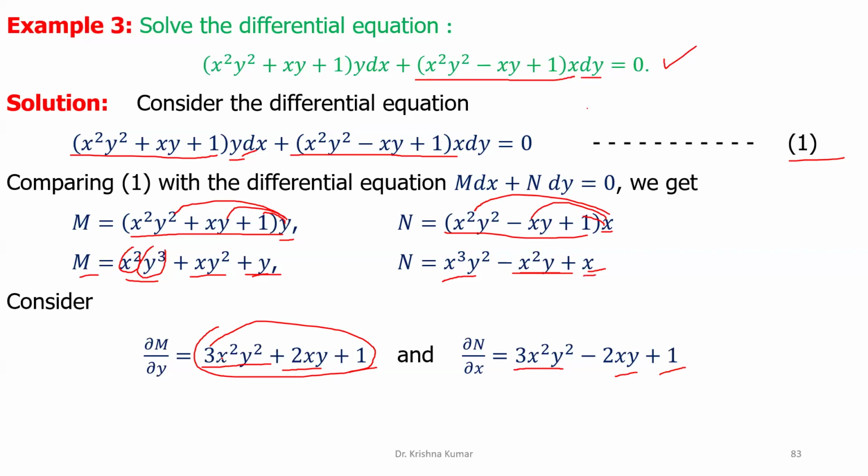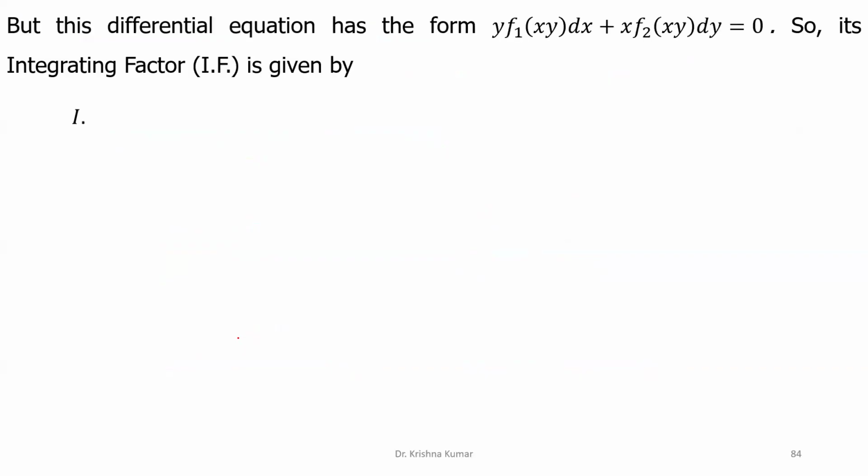If you see, all the terms are similar, but here there is a minus sign and here a plus sign. So clearly ∂M/∂y is not equal to ∂N/∂x. It means that the given differential equation is not an exact differential equation. But this differential equation has the form y f1(xy) dx + x f2(xy) dy = 0.